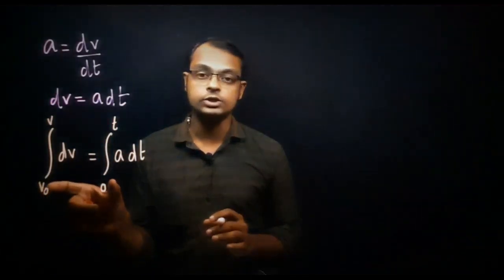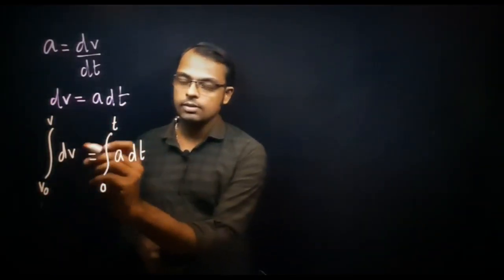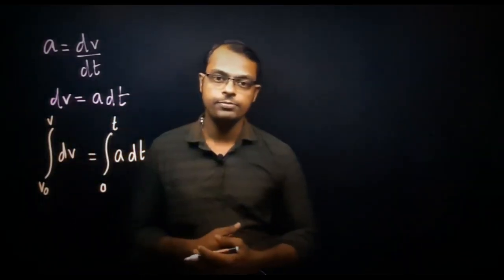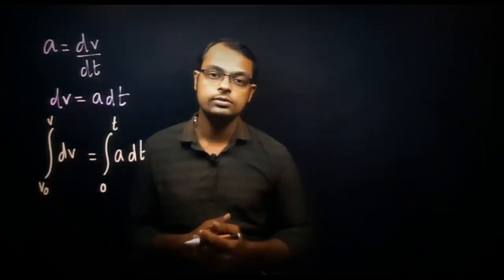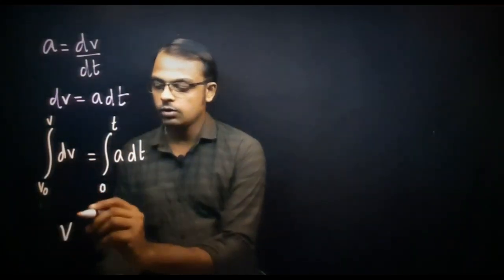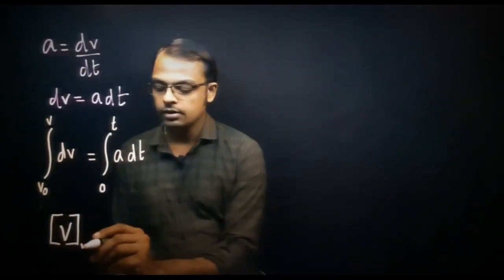We have to do the integration, summation. Instead of summation, we are using what? Integration. Now let's compare with the previous equation. Integral dx is equal to x, right? So integral dv is equal to what? It becomes v. So I can write here v. Now apply the lower limit and upper limit.